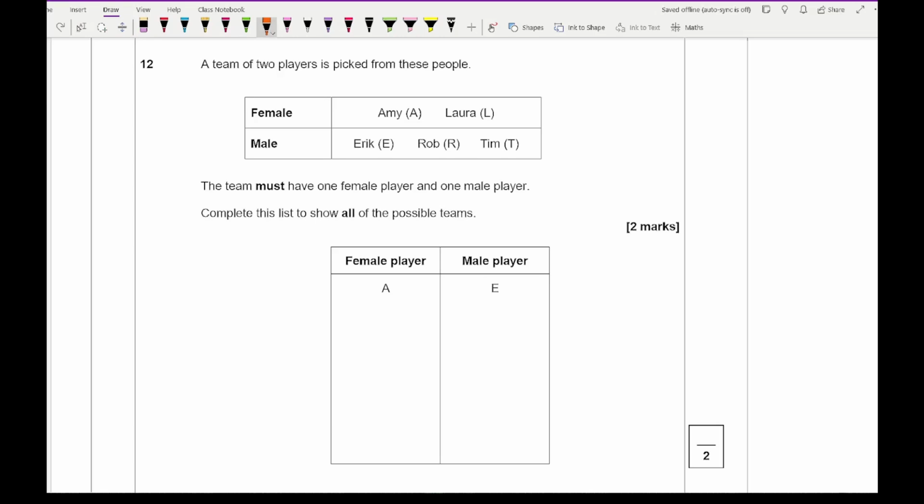So start with Amy. It's giving me 1 example. So I've got Amy and Eric, which is done. I then need to do Amy and Rob, and then Amy and Tim.